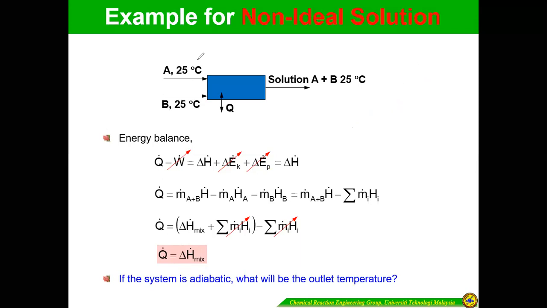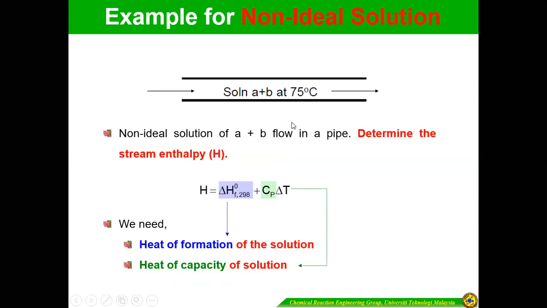Okay, from the heat of solution or enthalpy of solution. So let's move on. How can we calculate this delta H of mixing? Another example for the non-ideal solutions: solution A plus B, flow pipes, determine the stream enthalpy. This one we can calculate from the heat of formation of the solution and the heat capacity of the solution. This is one of the examples.